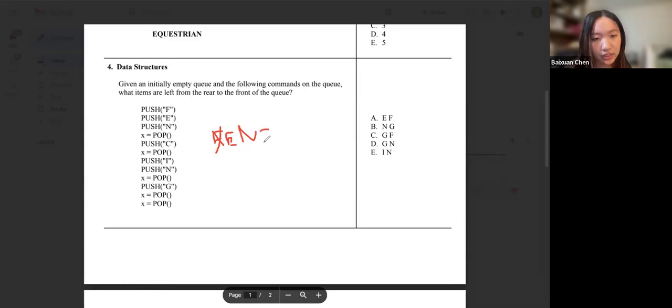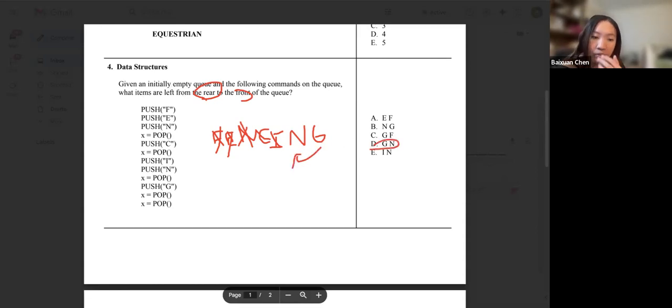And then we add a C, and we push it, then we pop it, and then we add I, N, and then we pop again, and we have G, and then we pop again. So then we have NG. And then which items are left from the rear? Notice the question says to pay attention from the rear to the front, so it'll be GN because it's from the back to the front.